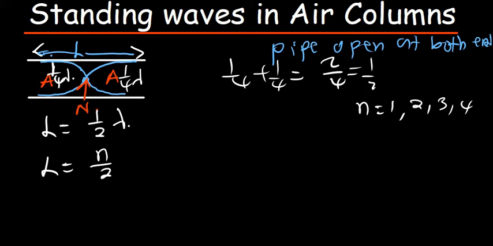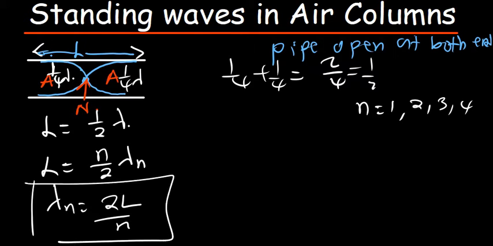L is equal to n divided by 2 times lambda. When n is equal to 1, we're talking about the first fundamental frequency. So I can make lambda the subject of the formula. In this case, we'll still have 2L divided by n. So this formula is the same as the one for the normal standing wave.